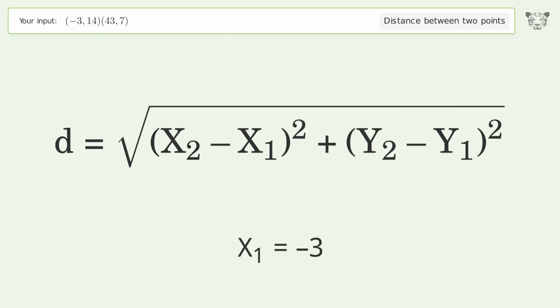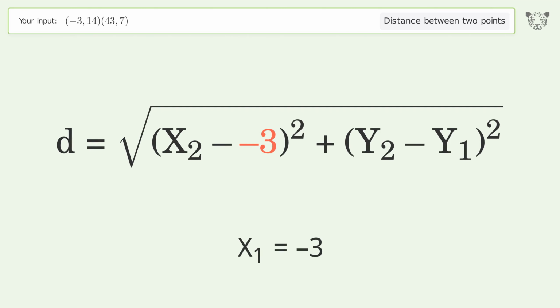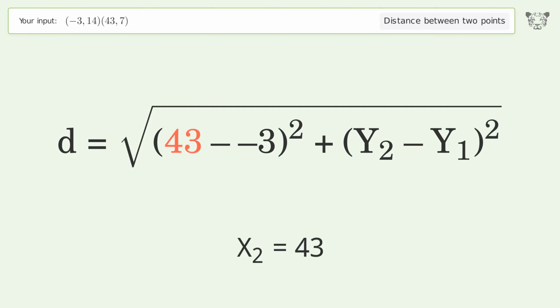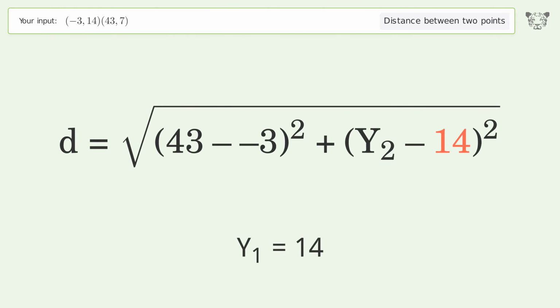x1 equals -3. x2 equals 43. y1 equals 14. y2 equals 7.